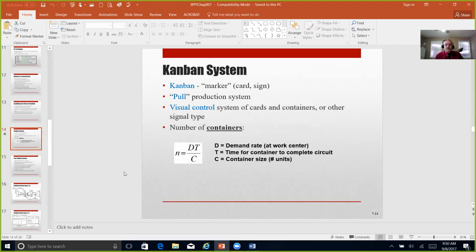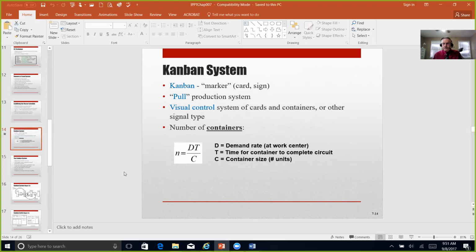You can see the demand rate equals D, and T equals the time for the container to complete the circuit. To complete that circuit means from the time it gets loaded, comes into the work center, is offloaded at the work center, goes back out, and gets reloaded to enter back into the system. That's really called the entire circuit. And you have C, the container size, or the number of containers that we use. That's the formula you see on page 145.